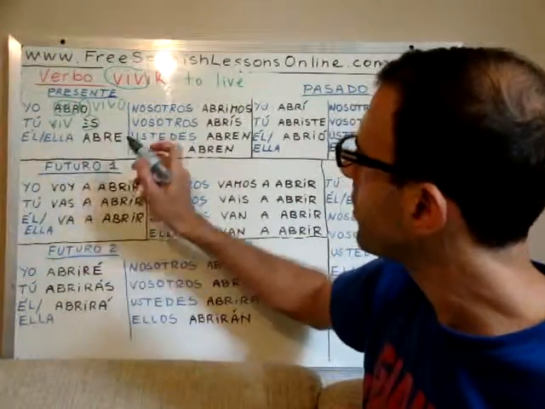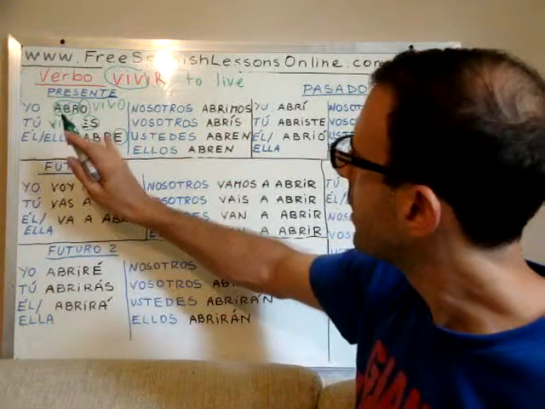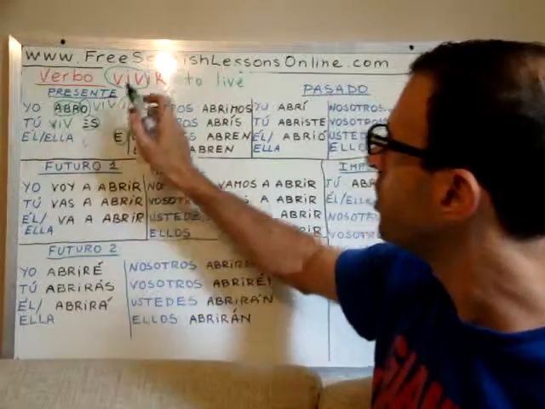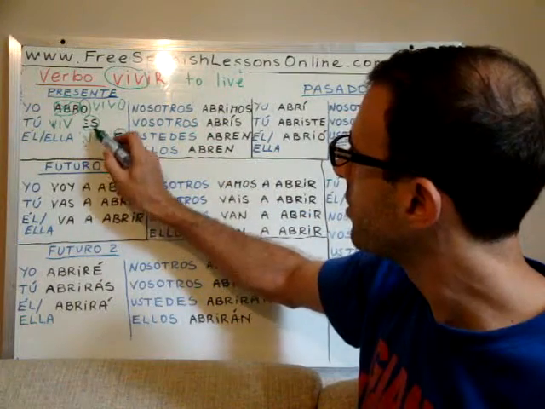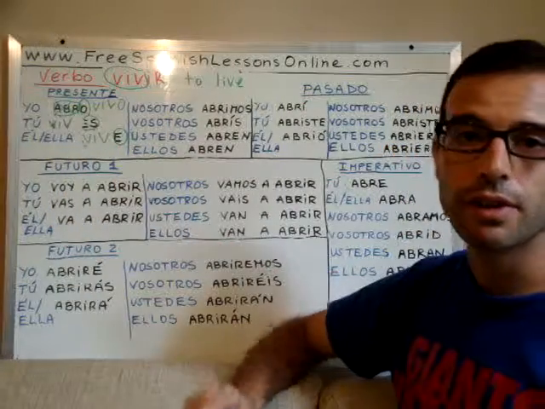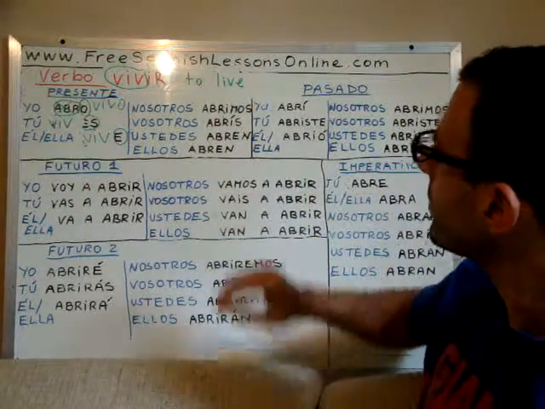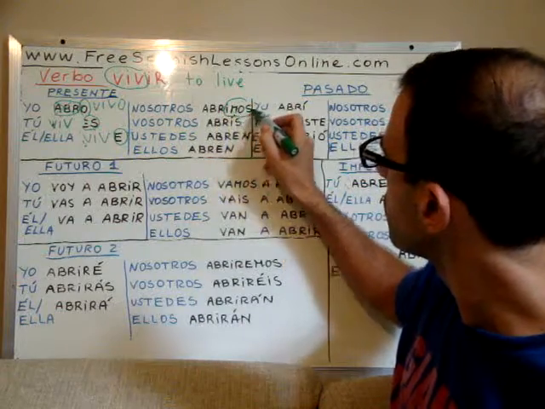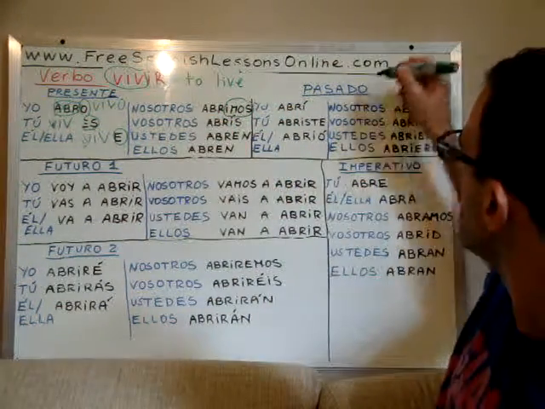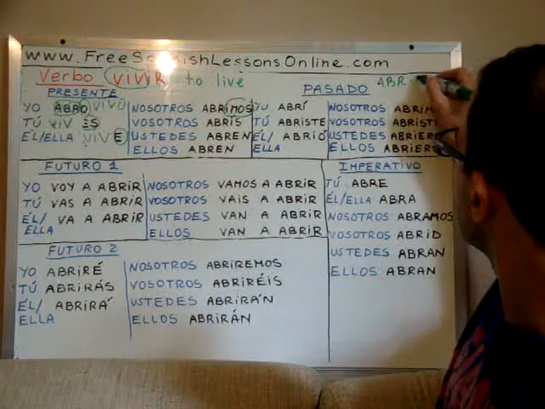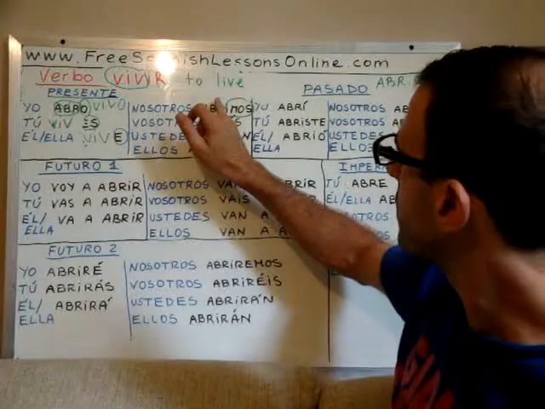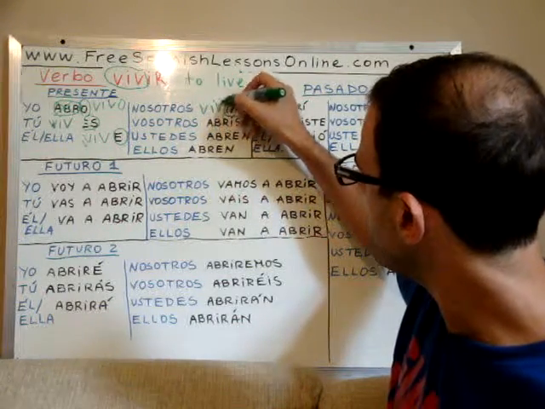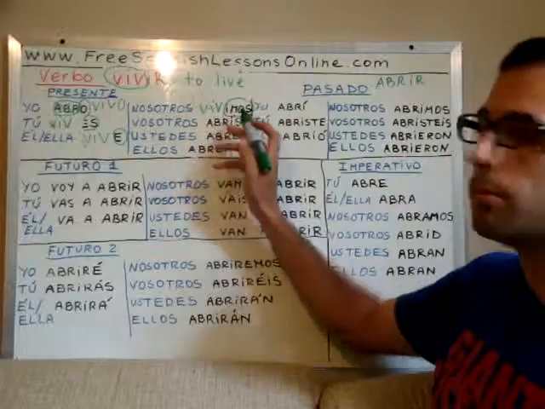Él, ella, so this is the ending, right? Let's replace the root of the verb abrir for the root of the verb vivir that we want to conjugate now. Vive. Él, ella, vive, or he, she, lives. Same thing here. The ending is imos, right? And this is the root of the verb abrir, right? So let's replace the root of the verb abrir for the root of the verb vivir. And we have nosotros vivimos, we live.